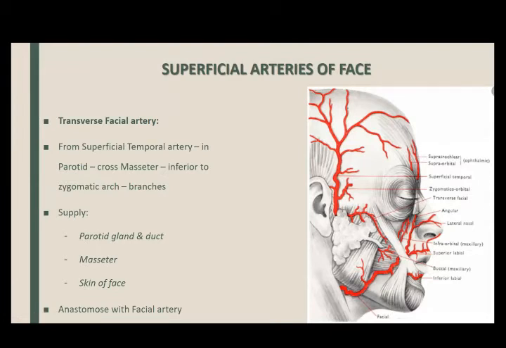And at the terminal end, it divides. It anastomoses with the facial artery. This is the facial artery. Please note this is a very tortuous artery. Straight नहीं है. Zigzag सी इस तरह है. So ये जो आपकी transverse facial artery है, this anastomoses with the branches of the facial artery.